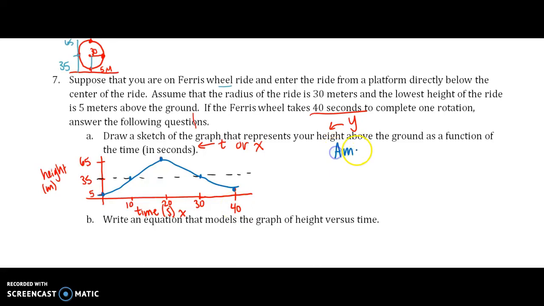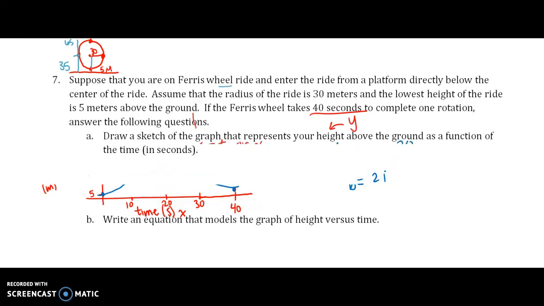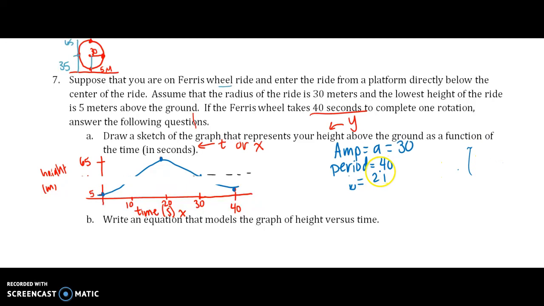The amplitude, which is A, is the distance from the midline to the max, also happens to be the radius, so that is 30. The period, how long does it take to start repeating itself? Well, it takes about 40 seconds, which means to find B, that is 2 pi divided by 40, which is pi over 20.